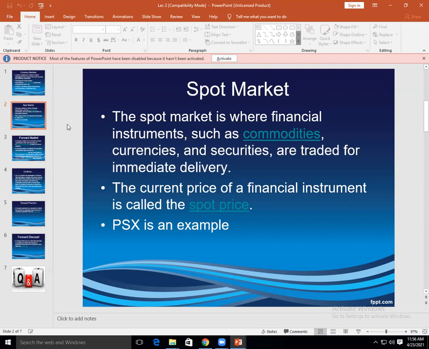The current price of a financial instrument is called the spot price. For example, the current price of the dollar is roundabout 155.56. So it's the price of a dollar, and this price is called the spot price.